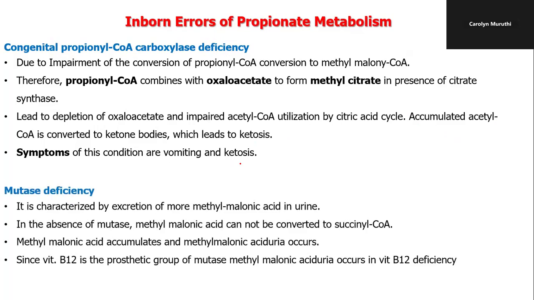The other inborn error is mutase deficiency, which is associated with deficiency of vitamin B12. Remember, we said it's a prosthetic group, or a cofactor, for the activity of mutase. And so if there's a deficiency of this enzyme, methylmalonic acid cannot be converted to succinyl-CoA. And so it will accumulate and result in aciduria, and that will be excreted in the urine.